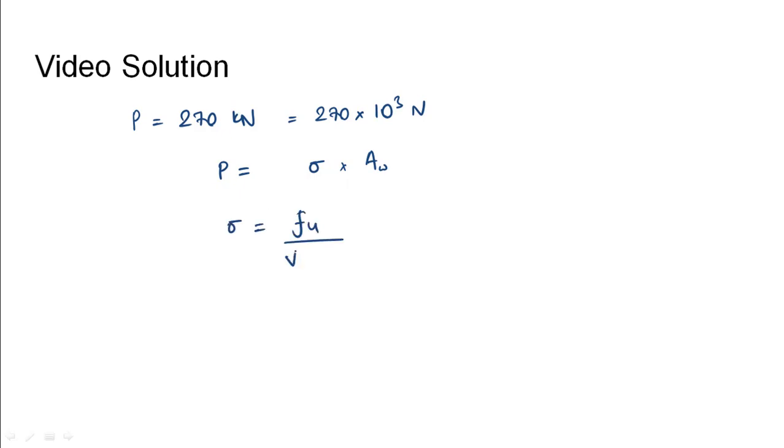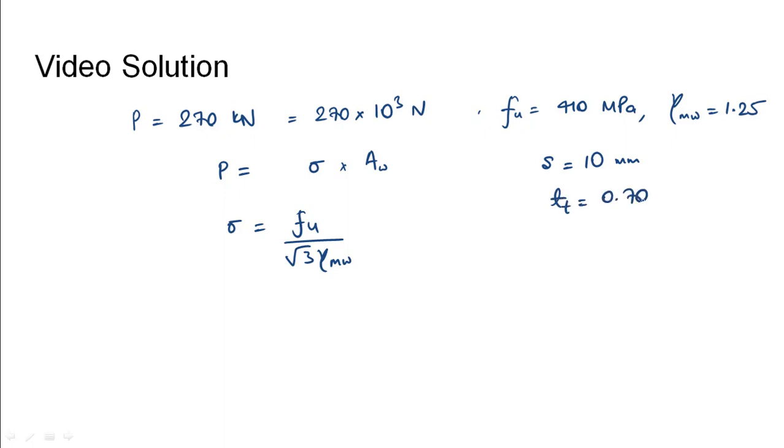In this case, we have been given the value of P as 270 kilonewtons. So converting this to Newton, it would become 270 into 10 cube Newton. This P would be equal to the stress value the weld can take into the area of the weld. So stress is given by Fu by root 3 gamma mw. For this particular weld, the value of Fu is given as 410 megapascal and the safety factor gamma mw is given as 1.25. The size of the weld is mentioned as 10 millimeters. So using this, the throat thickness would become 0.7 times 10.